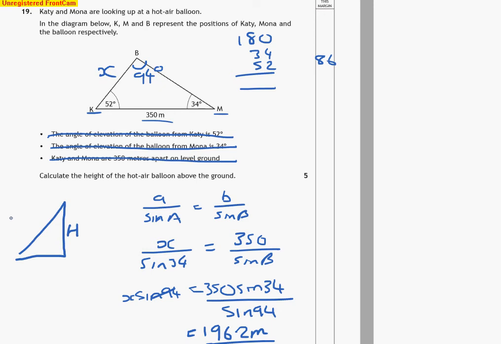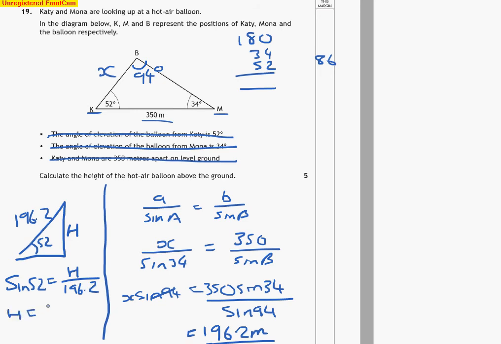I know this is 196.2. I know this is 52. So what have we got? I've got an opposite and I've got hypotenuse. So we're going to use sine, aren't we? So I know that sine of 52 is going to equal h over 196.2. So h is going to equal sine of 52 times 196.2.